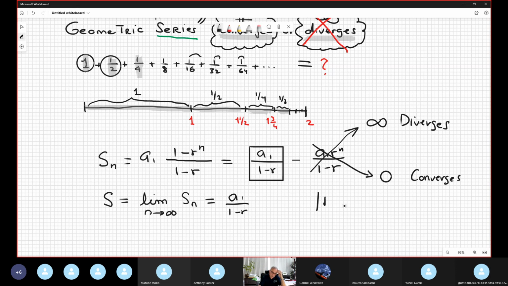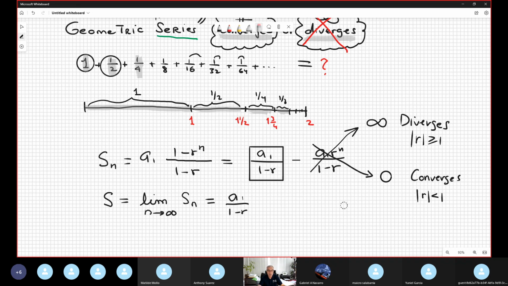See, the absolute value of the common ratio, absolute value because I don't care if it's positive or negative, is less than 1, converge. If the absolute value is greater than or equal to 1, including 1, diverge. But in our specific example, the common ratio of the geometric sequence was 1/2. You remember, right? 1/2. Look, 1/2. Entonces converge, pero converge to what number?